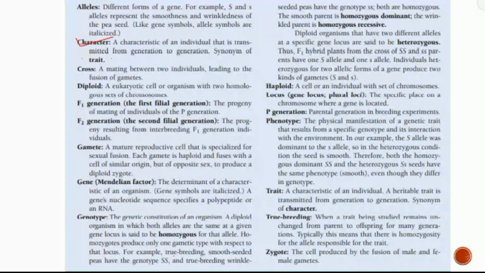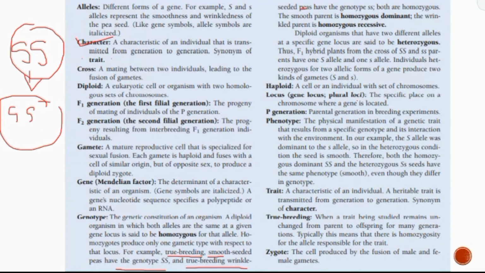We talked about homozygosity. The true breeding smooth-seeded peas will have the genotype capital S capital S. They will be homozygous for the dominant gene. While the true breeding wrinkled-seeded peas, which lead to the formation of wrinkled seeds, will have small s, small s. So they are homozygous for a character.